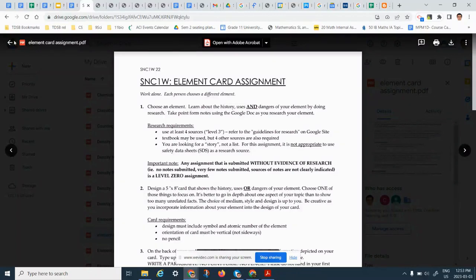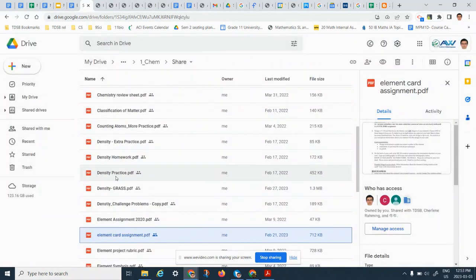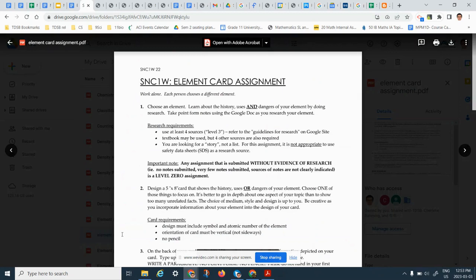Okay, so just ahead for the benefit of those of you who are watching the video later on, you can access this handout electronically if you go to the share drive. Element card assignment PDF. Don't do the 2021, that's an old one. The current one you will see like SNC1W. Okay, so let's go over what this thing is about.